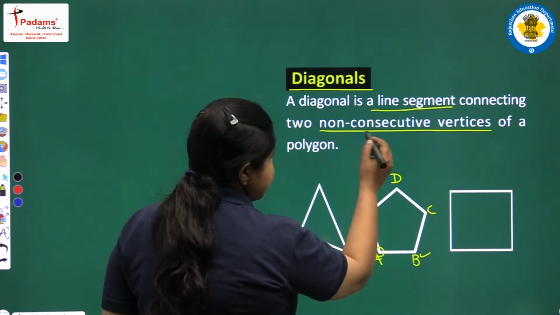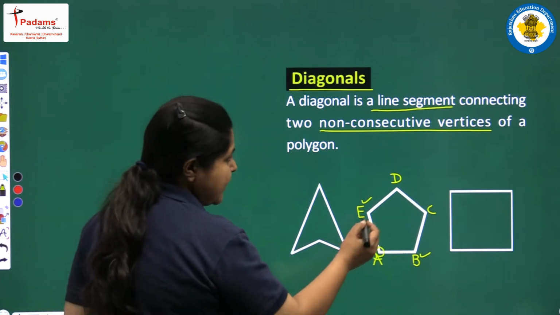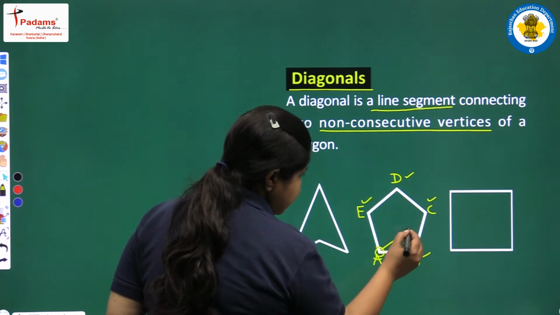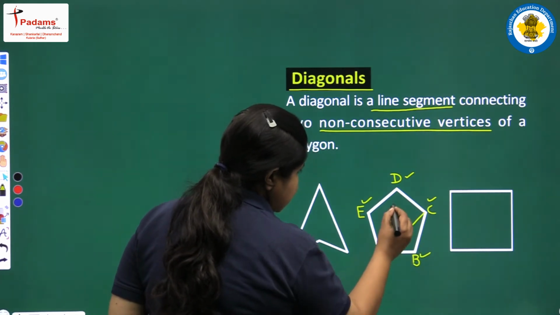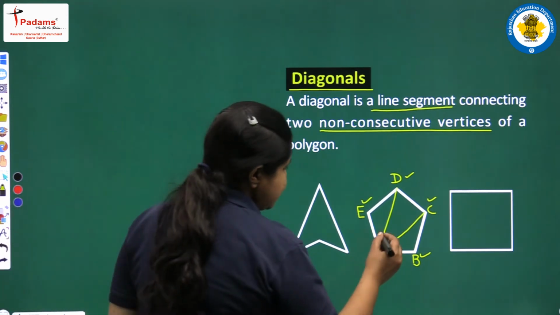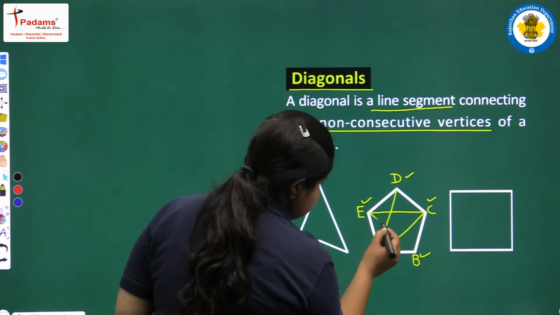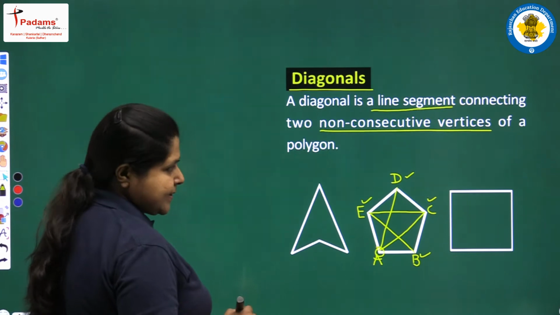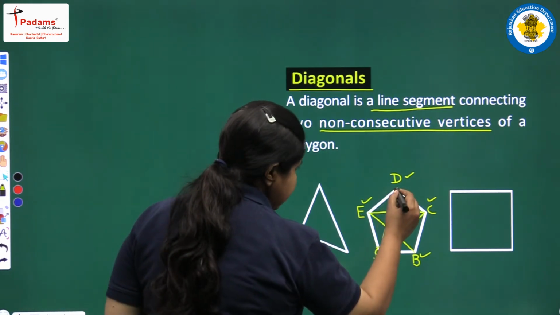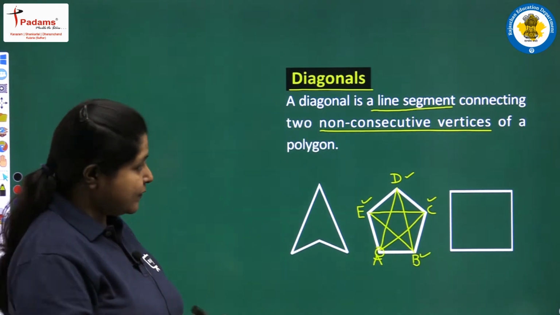Then non-consecutive vertices means the opposite ones. The opposite vertices to A are this D and this C. So, let us join them, this one and this one. These are the two diagonals. Also we can join C and E. This is another diagonal. Join E and B. They are also opposite vertices. Also we can draw one more diagonal which will be D and B. Join it. So, these are the diagonals of this pentagon.